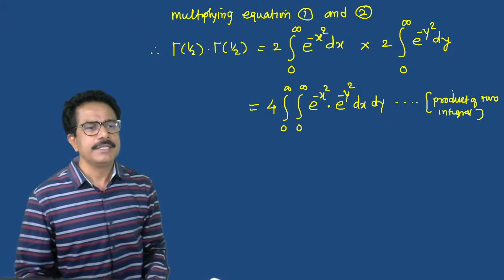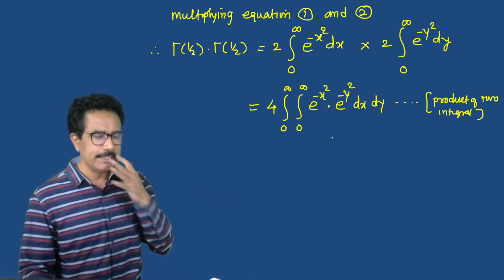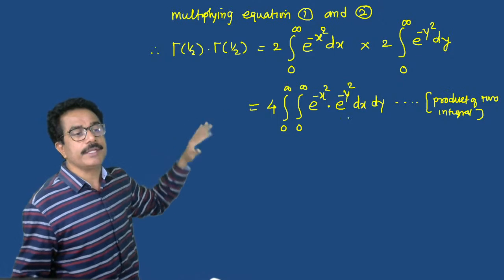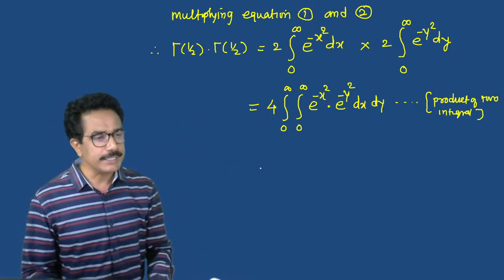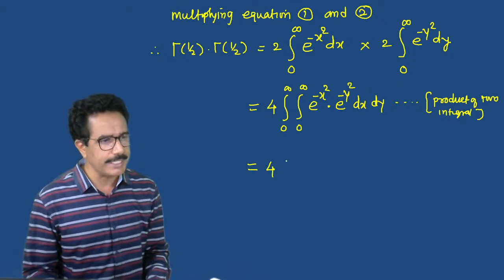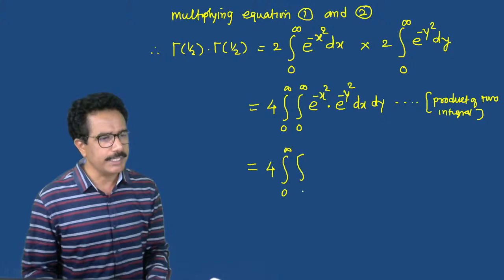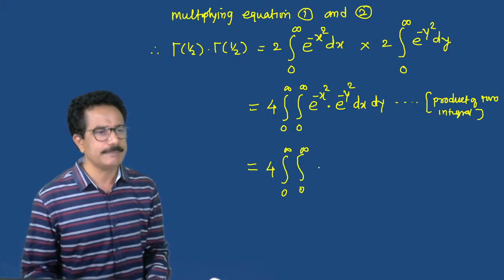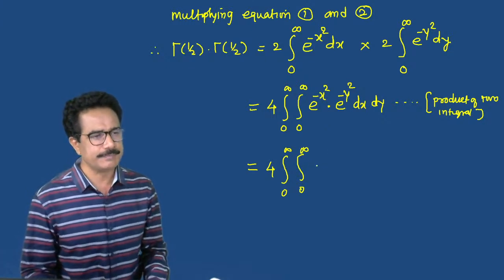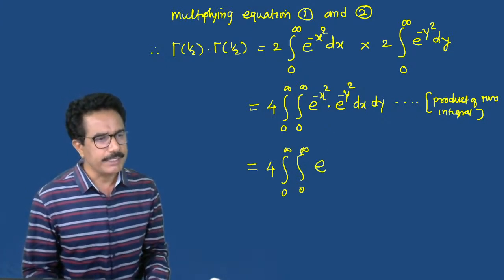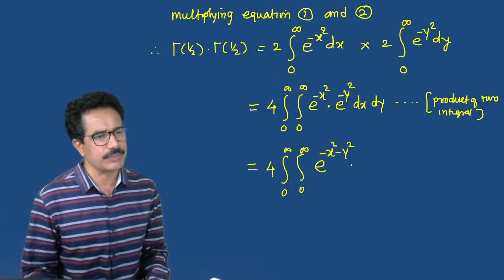We can write the theorem on the product of two integrals. Now e raised to minus x square into e raised to minus y square has the same base. By using the index rule we can write integral from 0 to infinity, integral from 0 to infinity, e raised to minus x square minus y square dx dy.